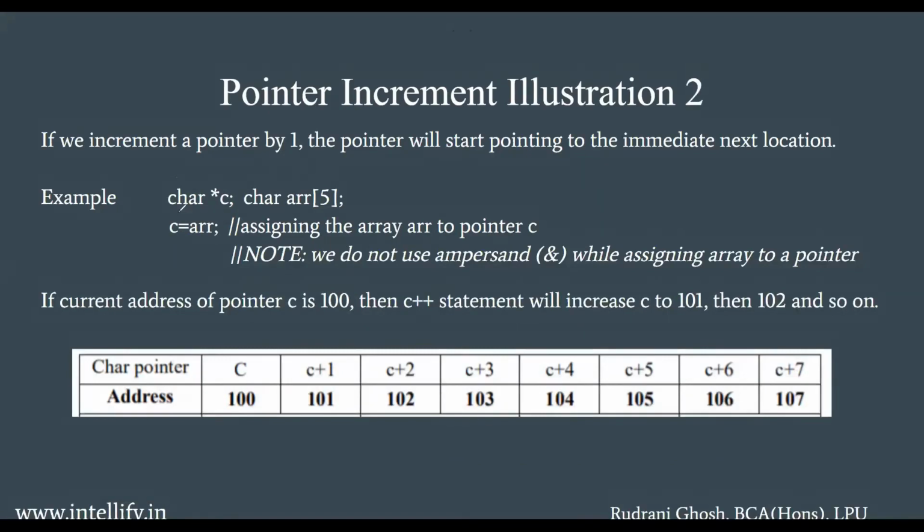Similarly, if it is a character array and we have taken a character pointer C and assigned the address of the character array to the character pointer, then when the first location is at 100, the second location will be 101. Why? Because the size of a character is 1 only. So we will be incrementing 1 by 1. That means in case of integers, we'll be incrementing by 2. In case of double, we'll be incrementing by 4 and so on.